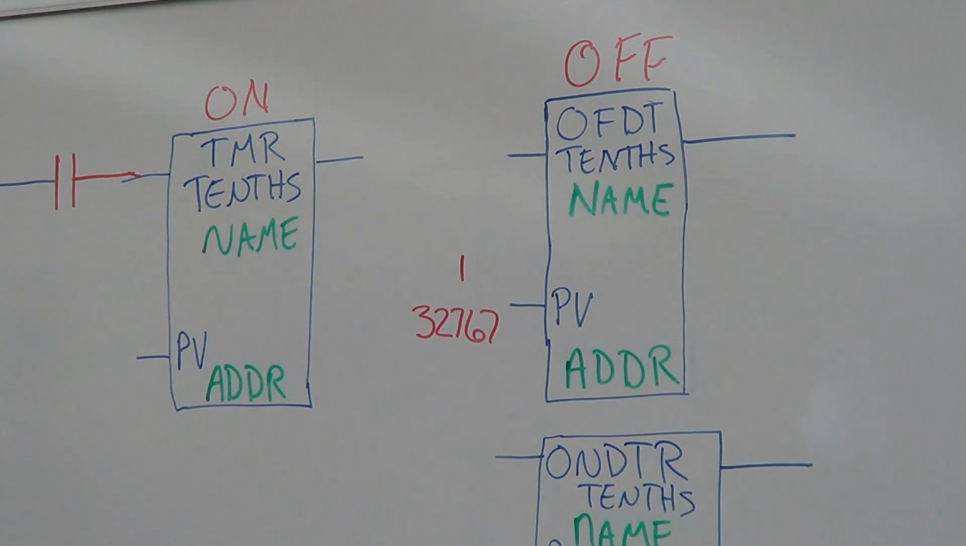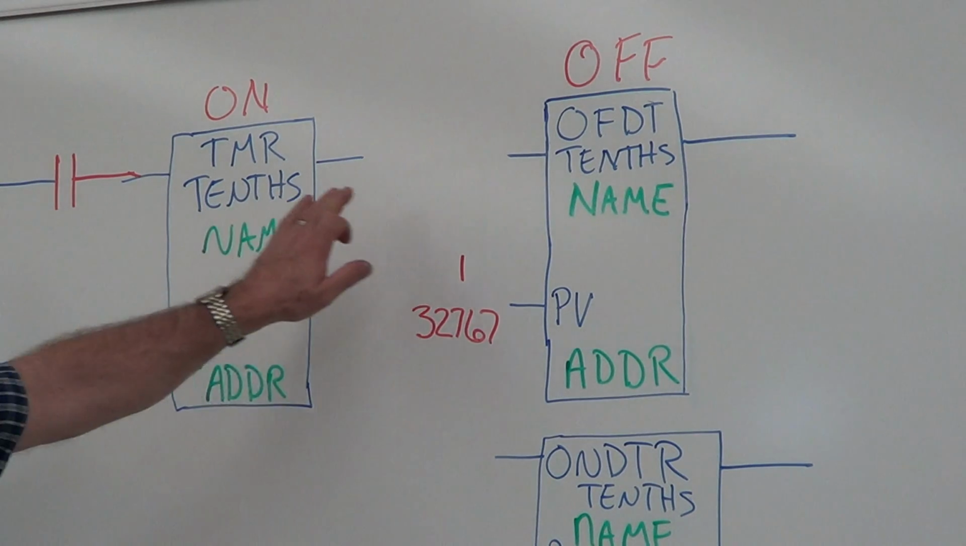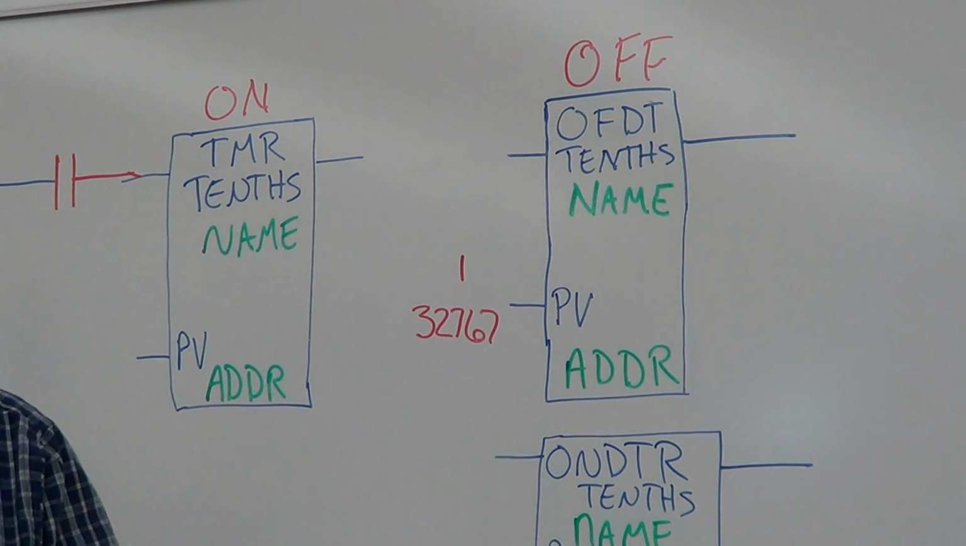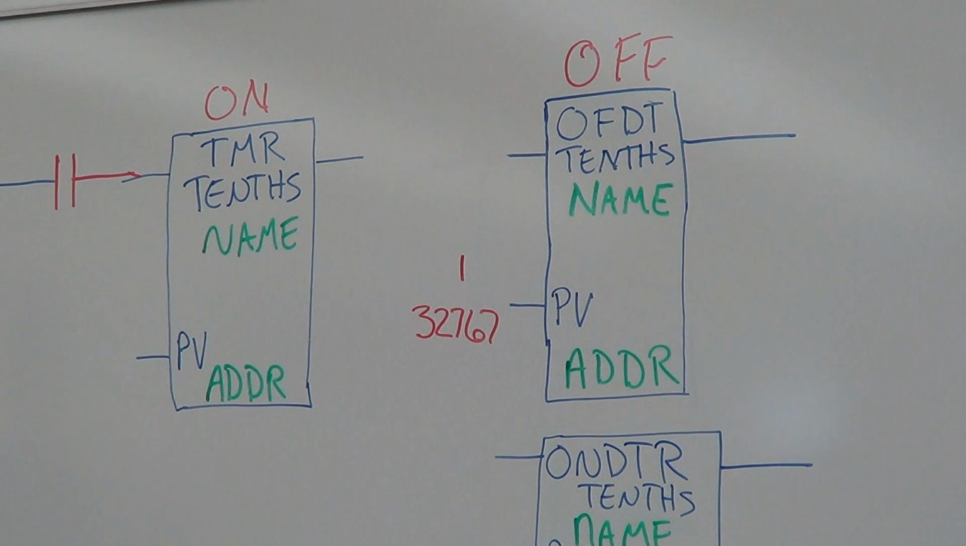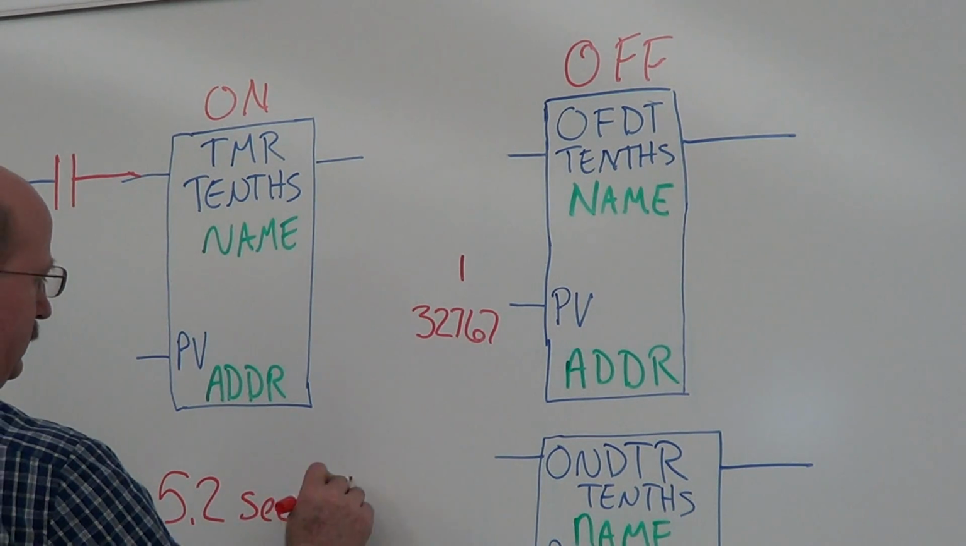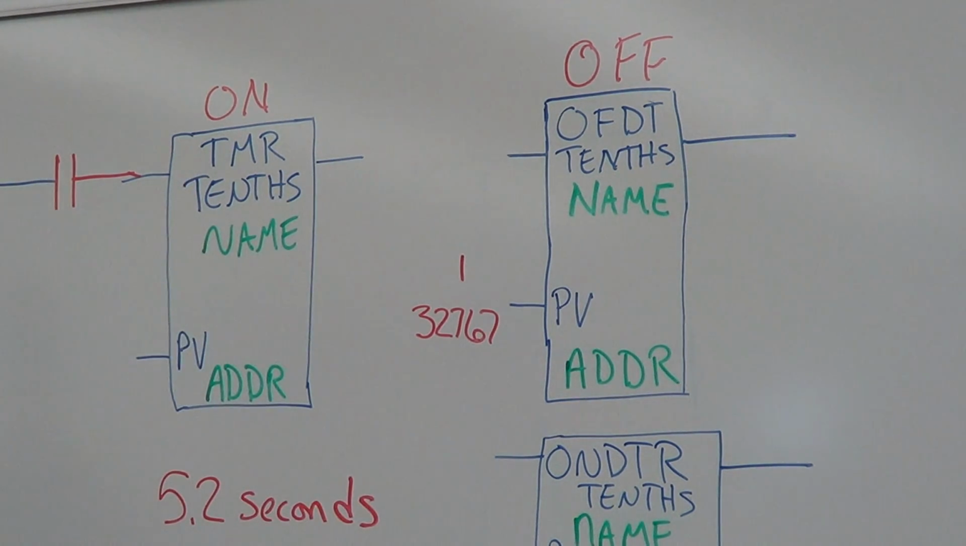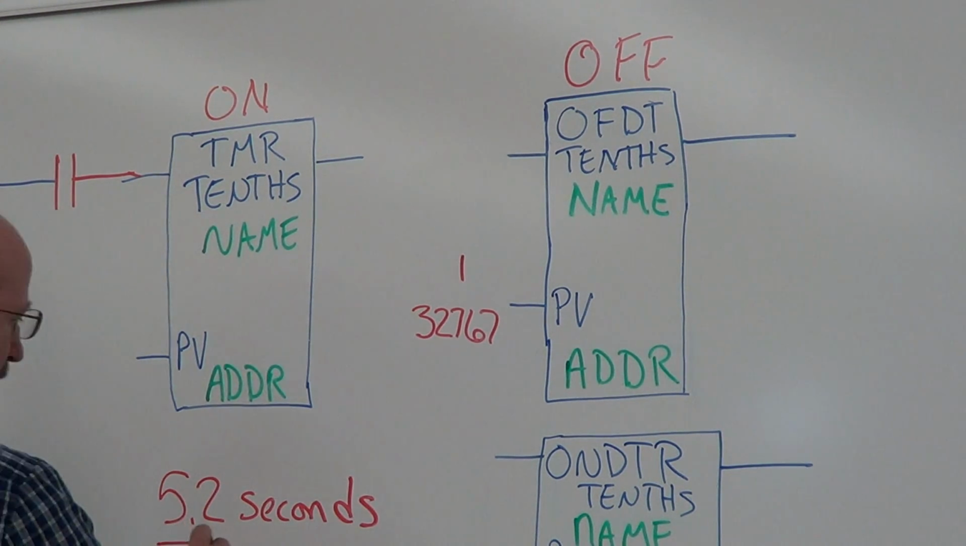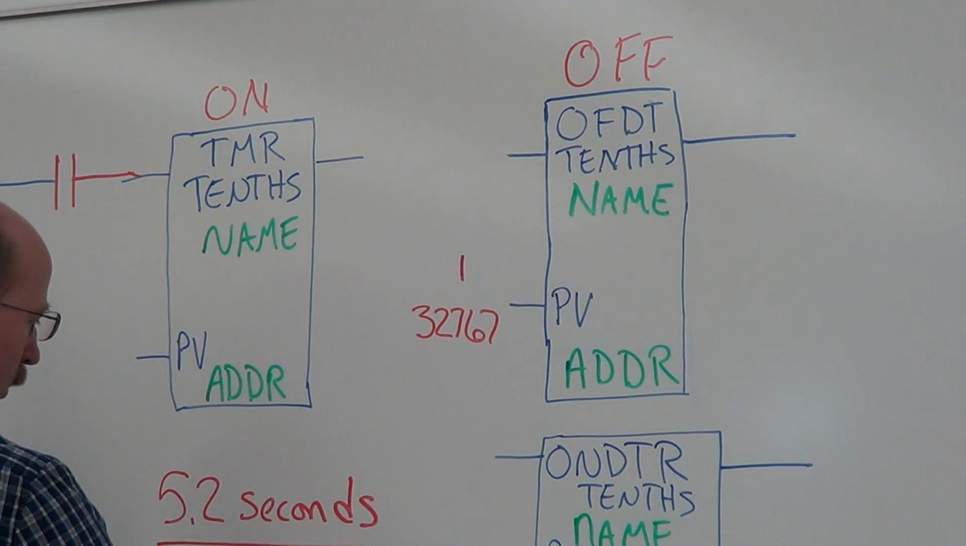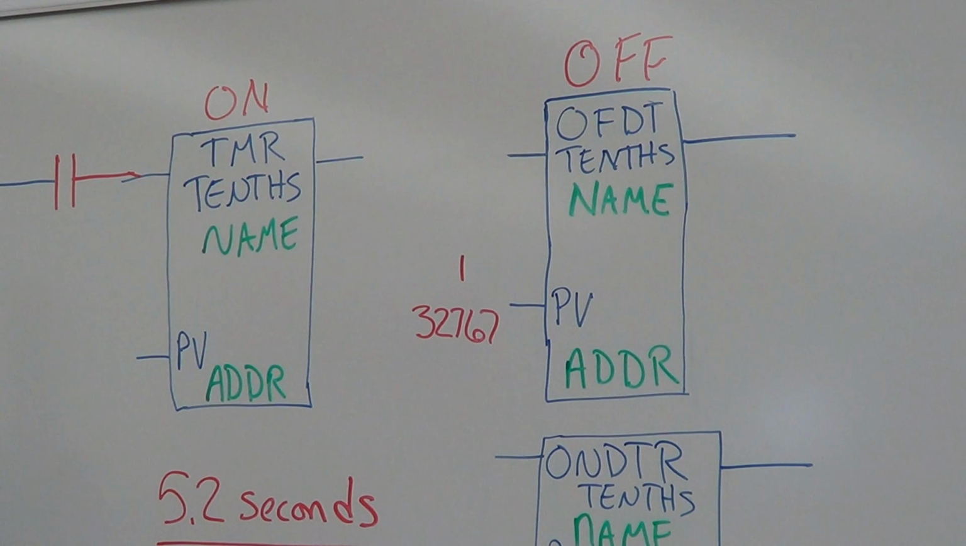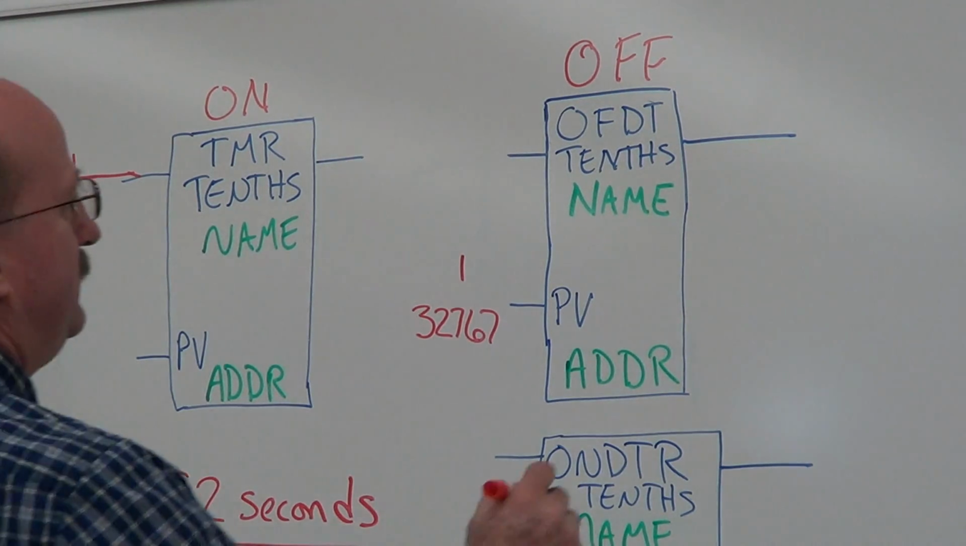Okay? So, let's say the time, I'm using tenths here, and I need a 5.2 second timer. Okay? 5.2 seconds. How many tenths is that? 5.2 seconds divided by 0.1 second. Okay? Count of 52. Okay? You take the amount of time you need.